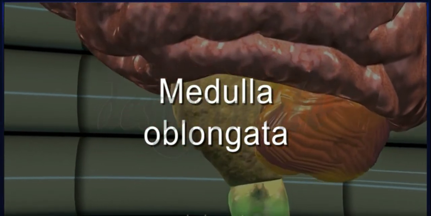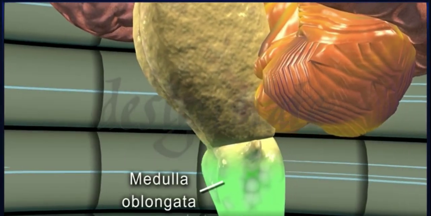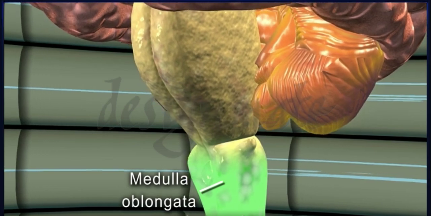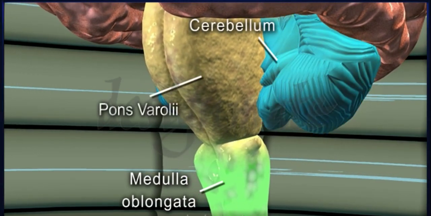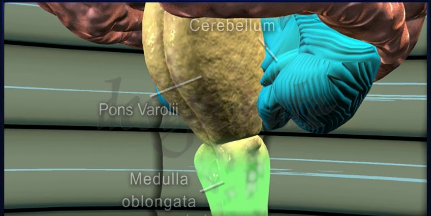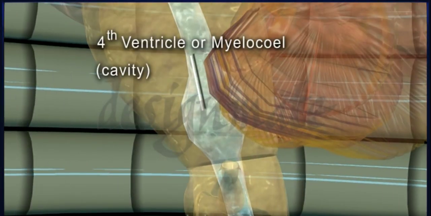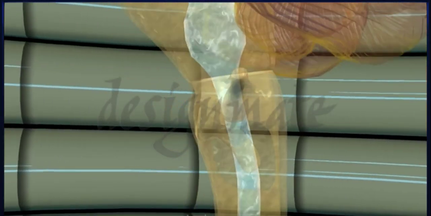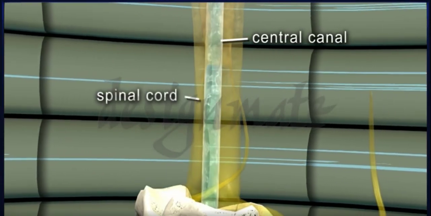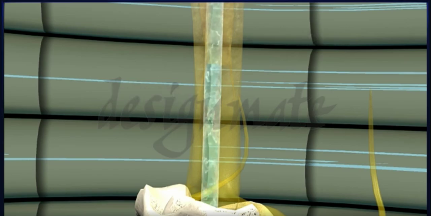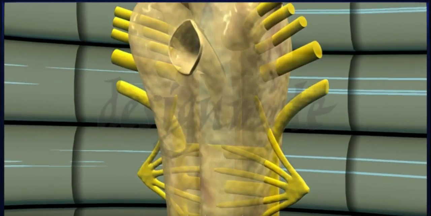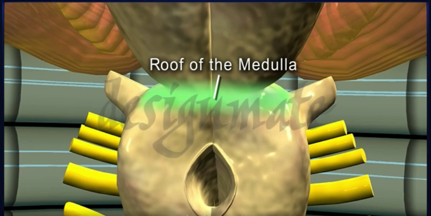Medulla oblongata. It is the posterior part of the brain found beneath the pons. It has a cavity called 4th ventricle or myelocele, which joins to the central canal of spinal cord. The roof of medulla is thin, folded, and without any nerves.